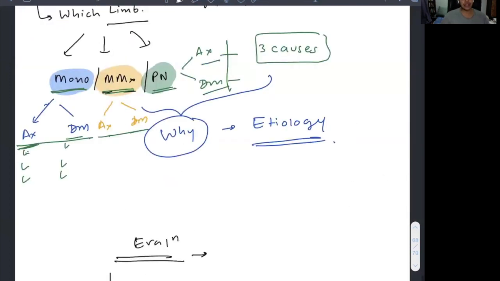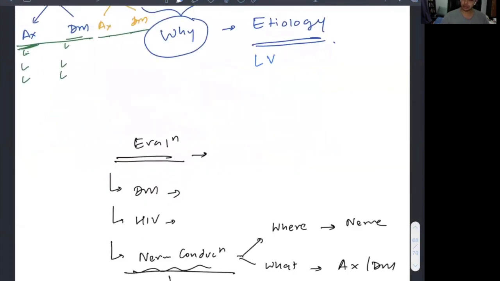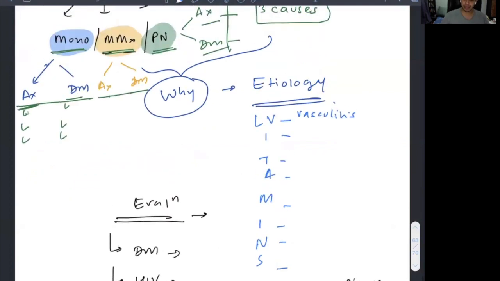A rough idea about how to approach etiology is the same mnemonic that we used for our other symptoms, which is vitamins. I'll give you a few examples of each. So V is vascular, so you have vasculitis. Vasculitis can present as, vasculitis is axonal.